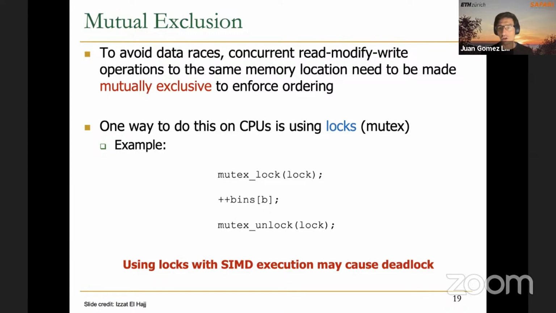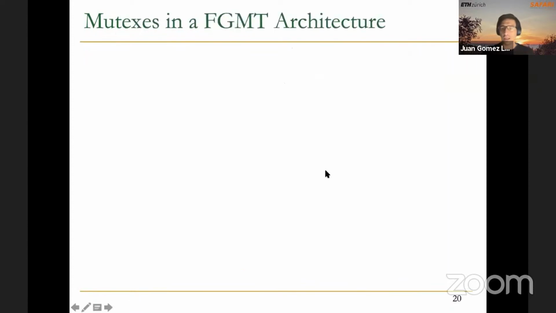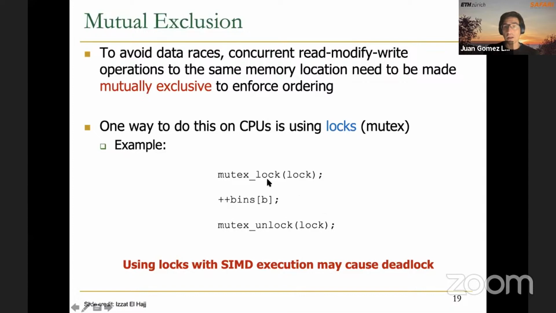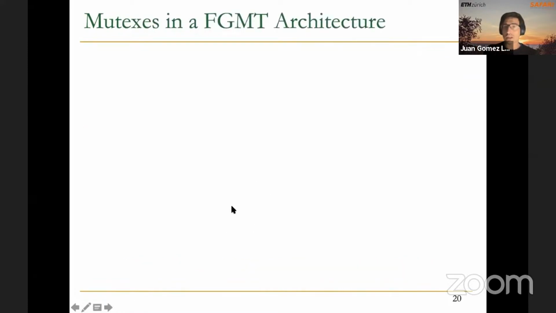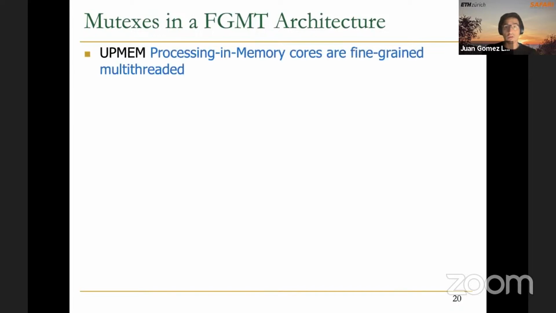Mutexes are very much used in parallel architectures, but in principle they are not a good fit for SIMD execution because they may cause deadlock, since threads in SIMD execution are executing in lockstep. It could happen that one thread updates the lock, and this impedes other threads from making progress because they can't go through the critical section. But mutexes, as I said, are useful in many multi-threaded architectures.